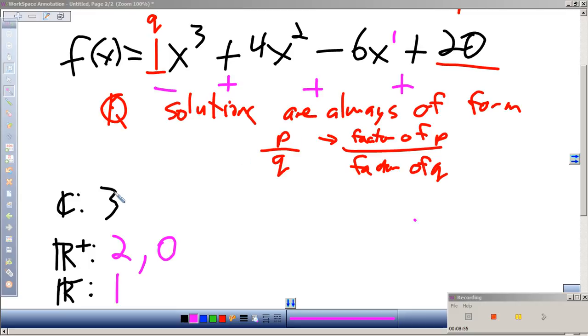Well, it must have 3 solutions total. No, it cannot have 3. It must have either 2 or 0 positive real. And it must have 1 negative real.